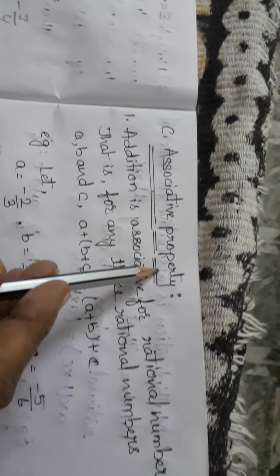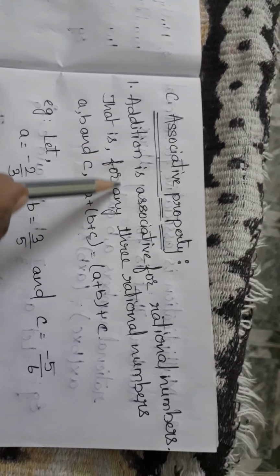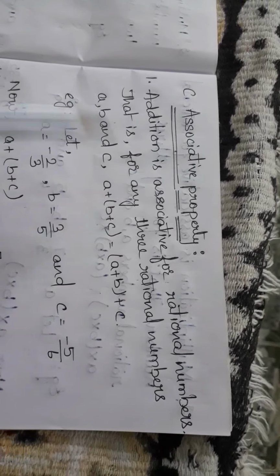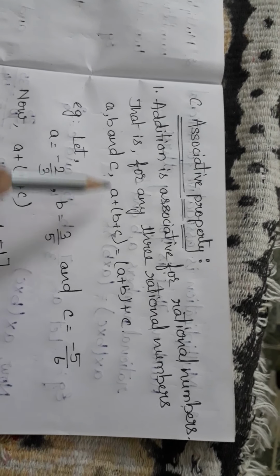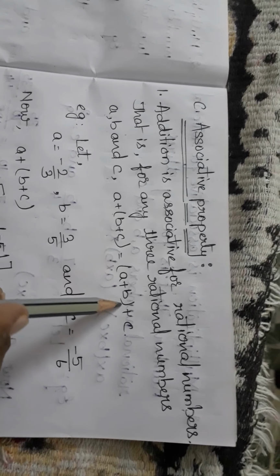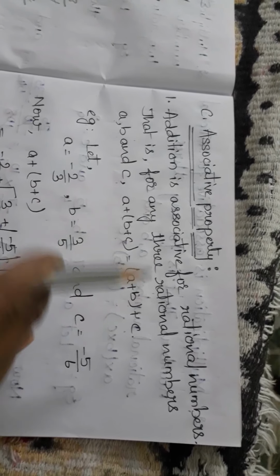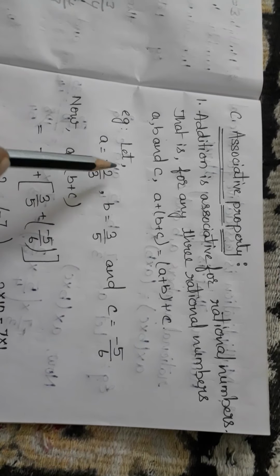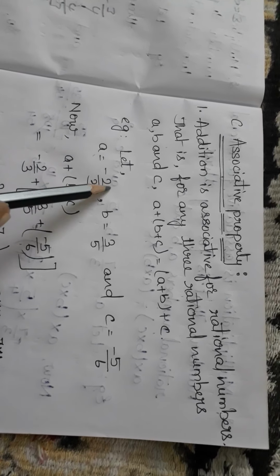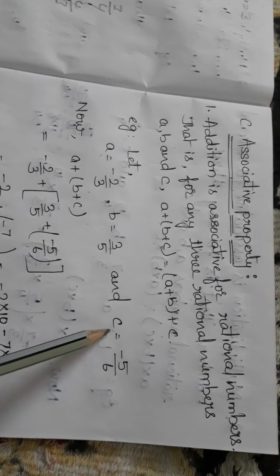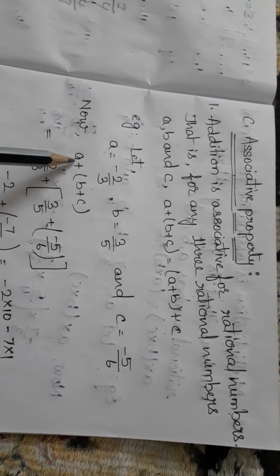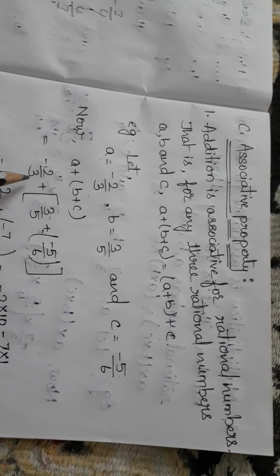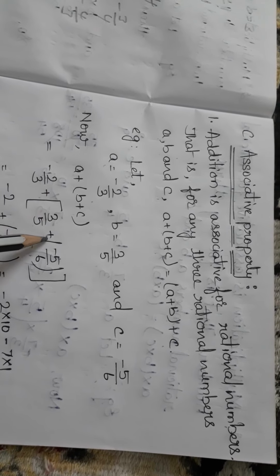Now coming to the next property, the associative property. Addition is associative for rational numbers, that is, for any three rational numbers a, b and c, (a plus b) plus c is equal to a plus (b plus c). So take any three rational numbers, add in any order, the sum is the same. Now let us consider a is equal to minus 2 by 3, b is equal to 3 by 5, c is equal to minus 5 by 6. Then (a plus b) plus c is equal to minus 2 by 3 plus 3 by 5, plus minus 5 by 6.